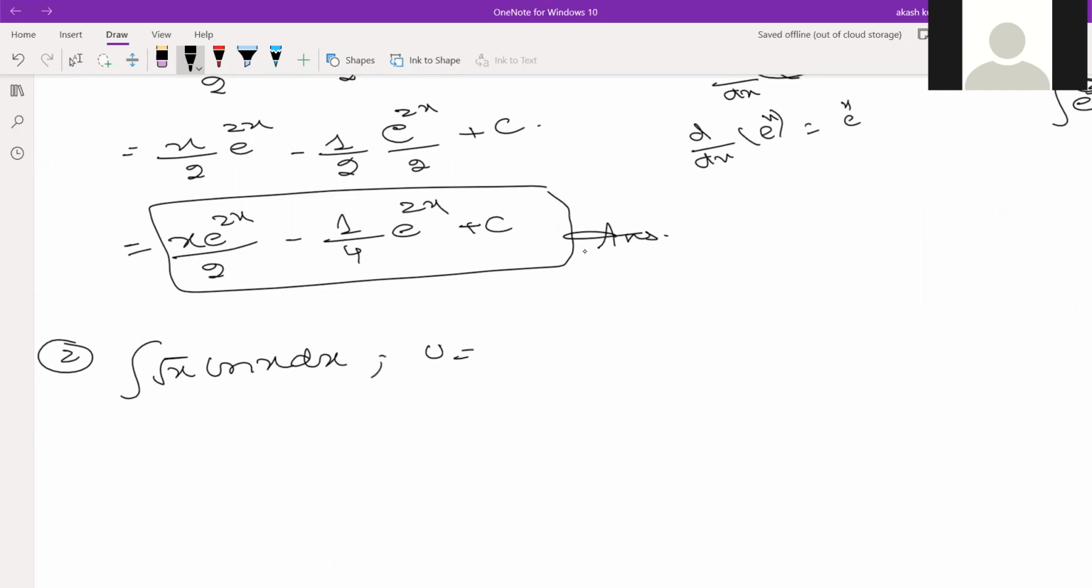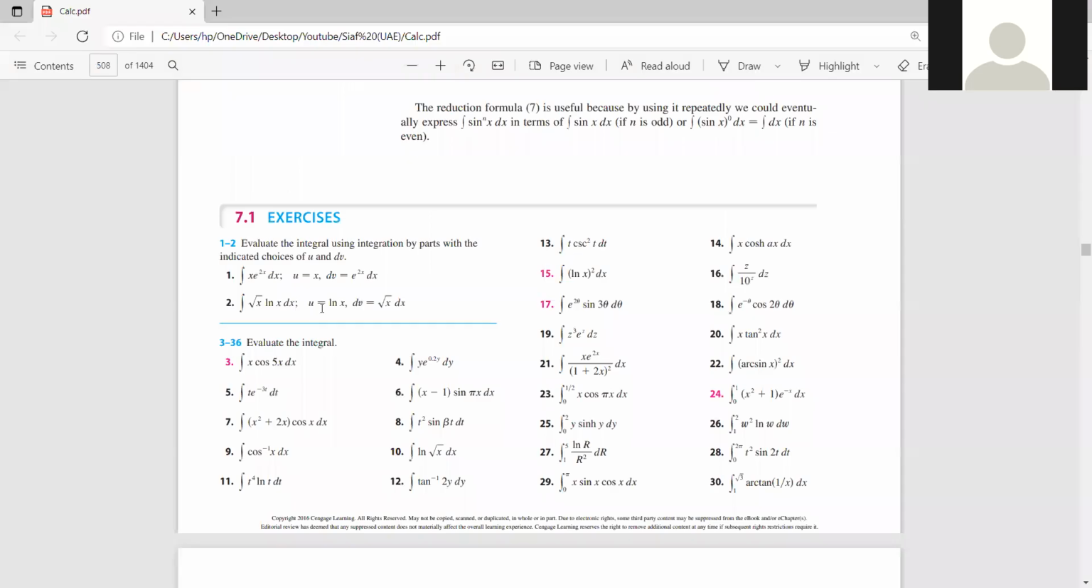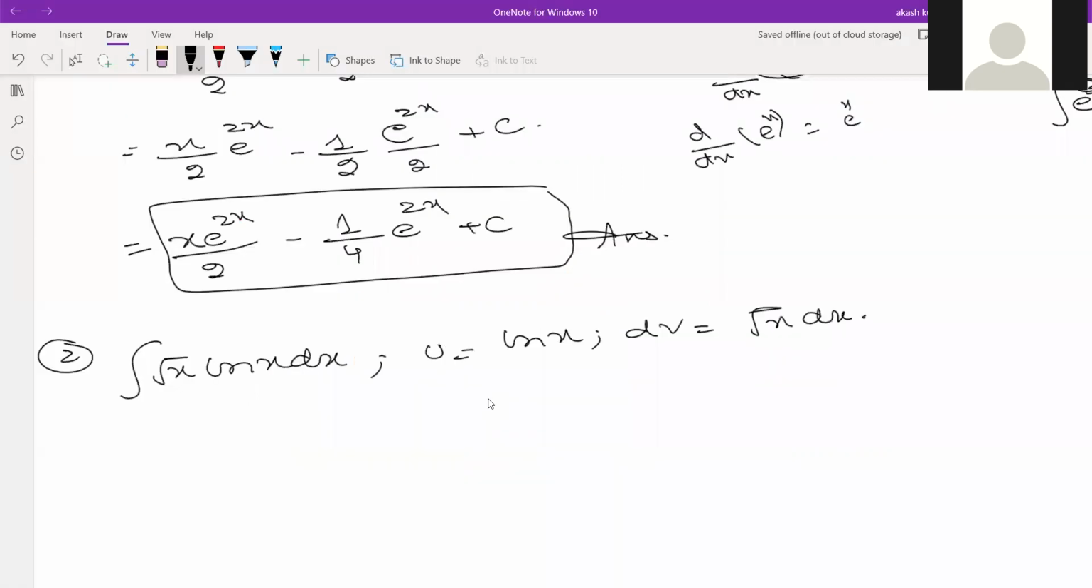So u is ln x and dv is square root x dx. That u and v they have given to us: which one should be u and which one should be dv. Is it clear? du will be 1 over x dx.